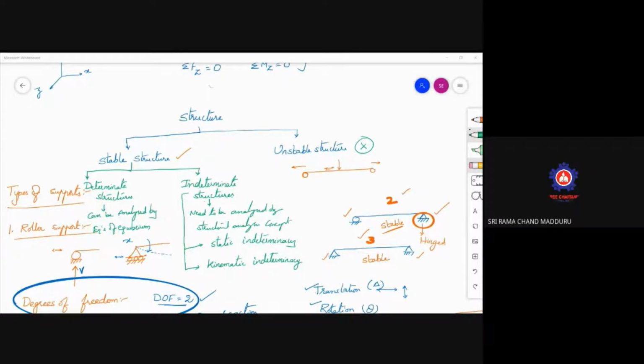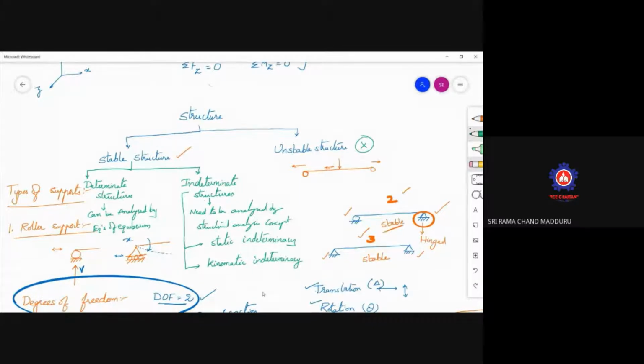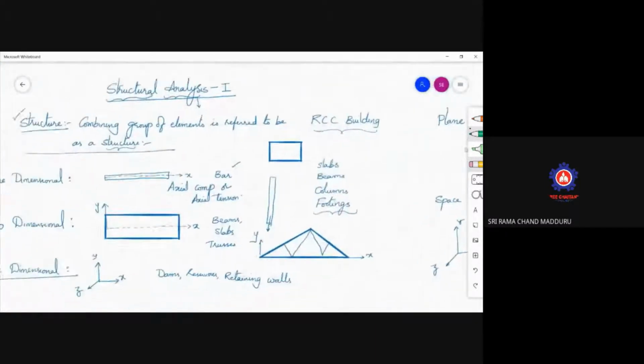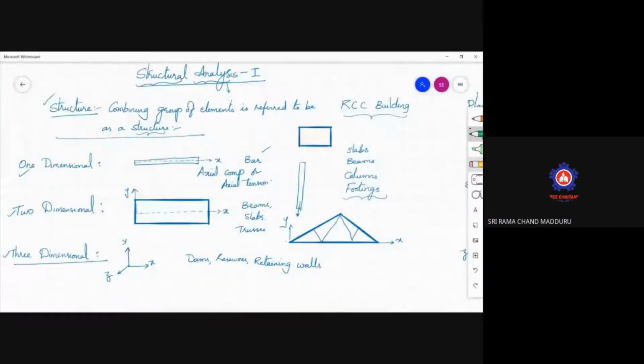Once again, why? Because these concepts are very important to understand structural analysis. In civil engineering, analysis is the most important one and slightly typical one. But if you understand, it is very easy. Most of the students recently joined. That's why I am once again repeating.